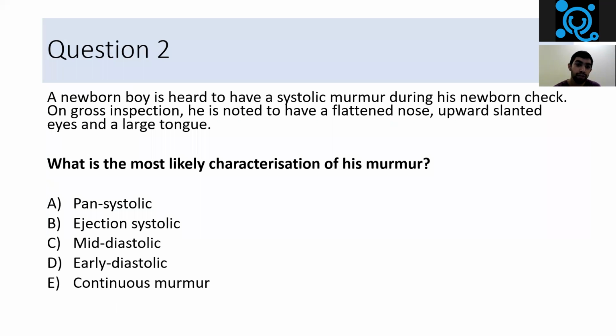Okay, so moving on to question 2. A newborn boy is said to have a systolic murmur during his newborn check. On gross inspection, he's noted to have a flattened nose, upward slanted eyes, and a large tongue. What is the most likely characterization of his murmur?